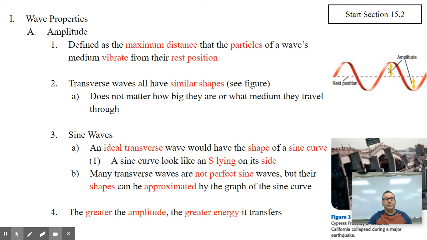One type of transverse wave is what's called a sine wave. This is an ideal sine wave, and it has the shape of an S on its side, as we see here. Many transverse waves are not, in fact, perfect sine waves, but their shapes can be approximated by the graph of the sine curve, which is higher math we don't need to worry about right now, okay? Anyway, the greater the amplitude, the greater the energy that it transfers. So we'll tend to see greater distances, meaning greater amounts of energy.